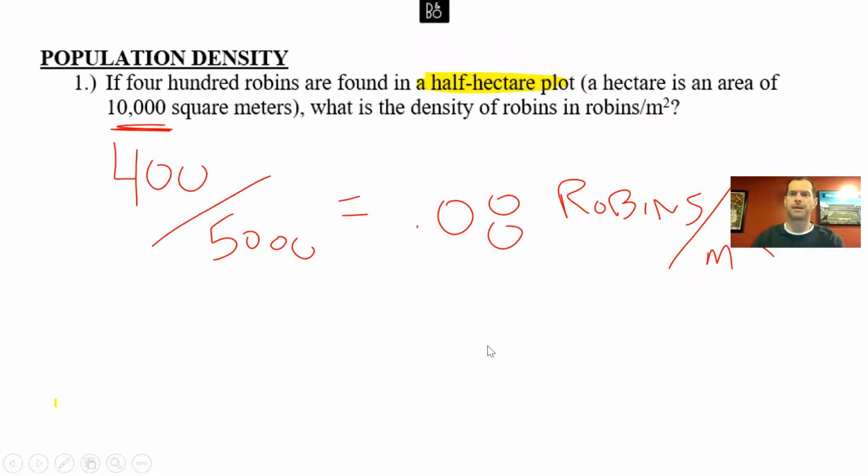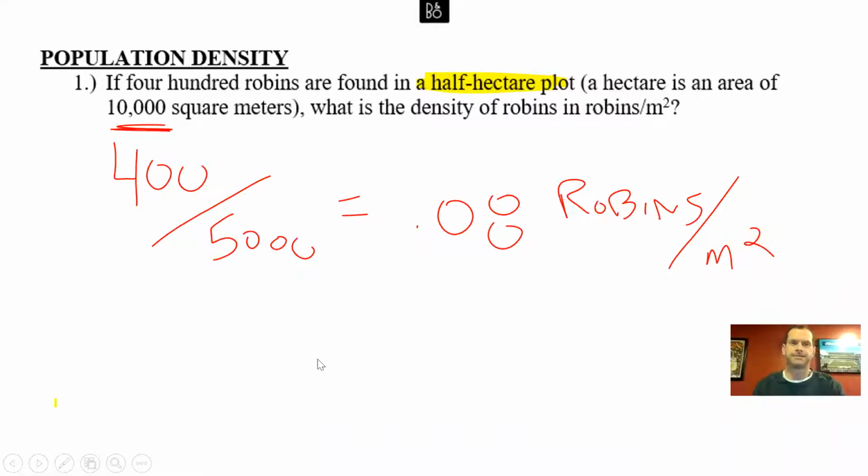So ready, first one up. Again, most people probably don't need this. I'll move this out of the way. It's the population density one. The big thing for this would be the fact that it was 5,000 square meters, because it was a half-hectare plot. Most people got that one right, though.